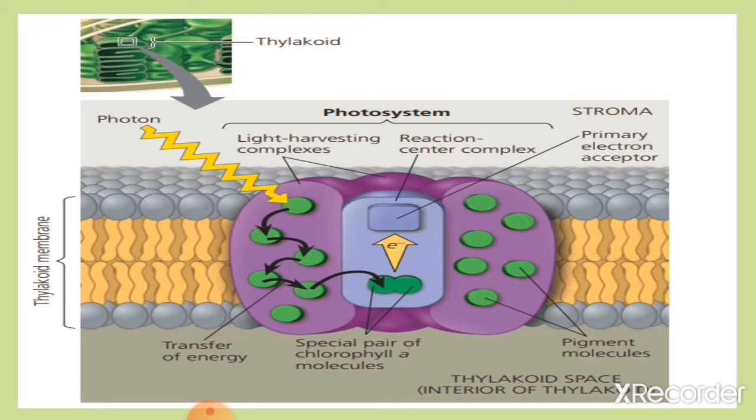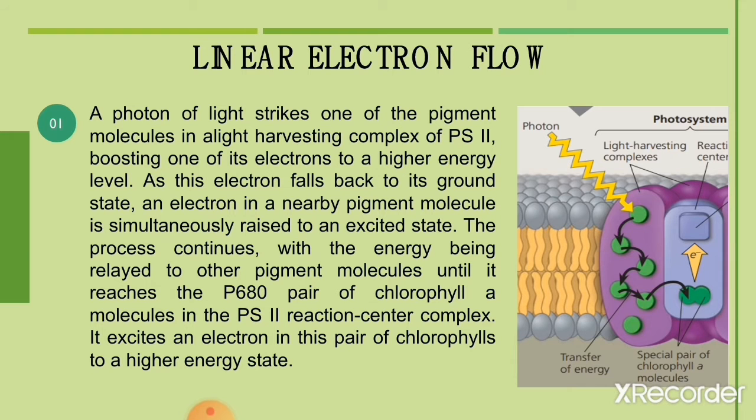So this is the process that happens inside a photosystem. Let us tackle them one by one. Photosystem 2 uses linear electron flow. First, a photon of light strikes one of the pigment molecules in a light harvesting complex of photosystem 2, boosting one of its electrons to a higher energy level.